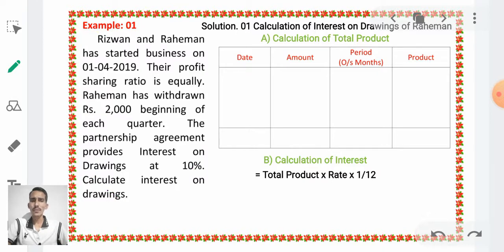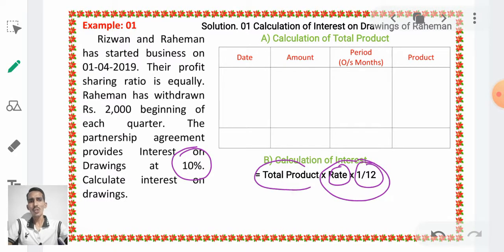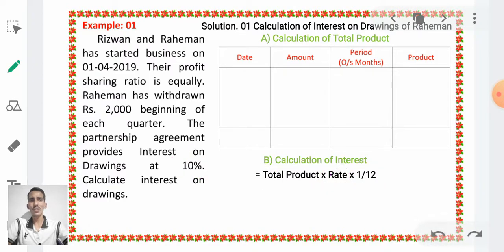We will see. Okay. The rate is given in the problem, 10% interest on drawings. 1/12 is the formula. Then we will get a correct answer. These two we know, but we don't know the total product. Therefore, we have to calculate it. How do we calculate total product? In the A section, we will see how to calculate a total product.